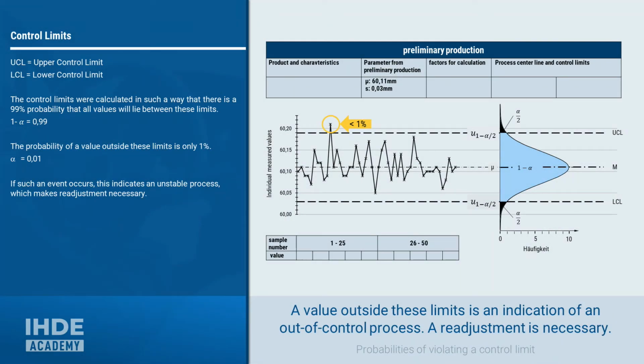The range is thus 1 minus alpha. Alpha is the probability that a value is outside the control limits. Alpha is only 1% or 0.01 in relative terms. This is the area shown in black on the distribution curve. Because of the symmetry, there are alpha half on the left and alpha half on the right. A value outside the limits, as marked here in yellow, is therefore a very rare event and an indication of a process that is no longer stable. A readjustment of the process might be necessary.